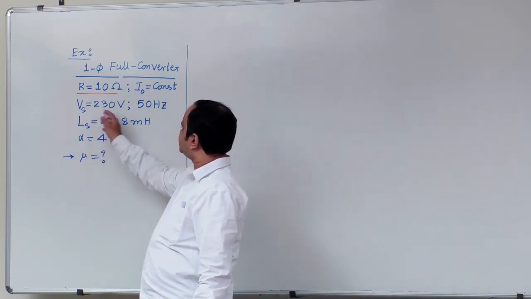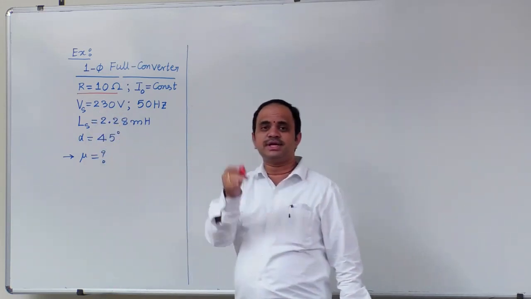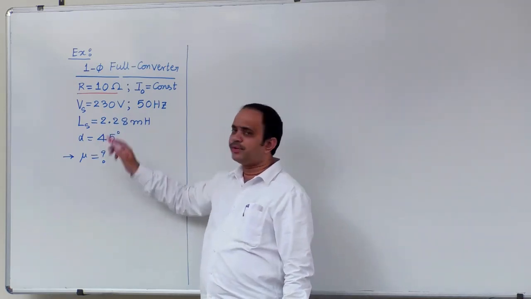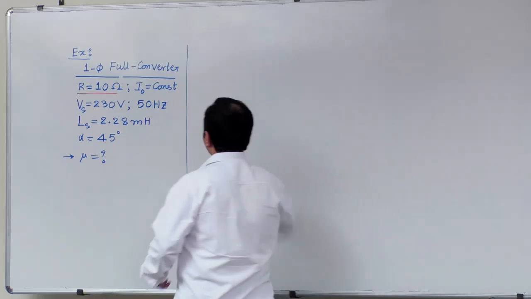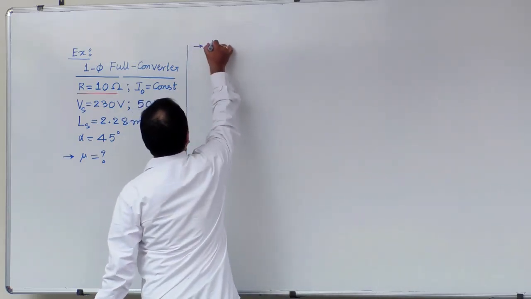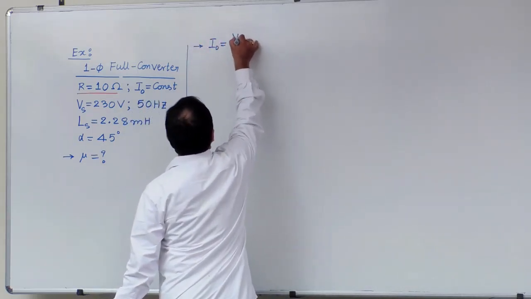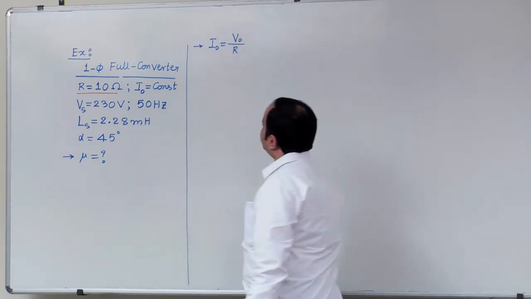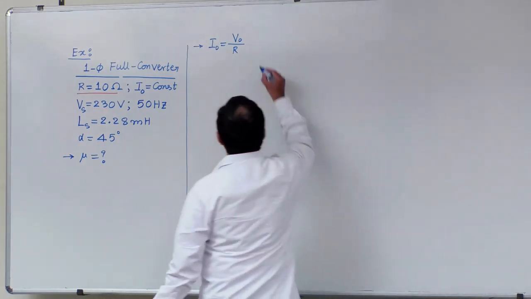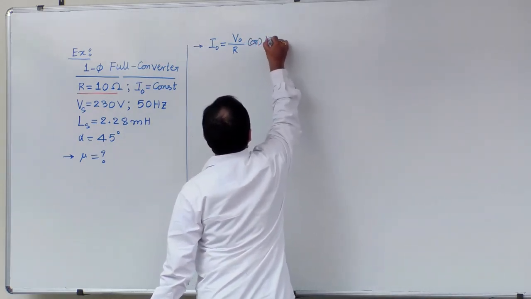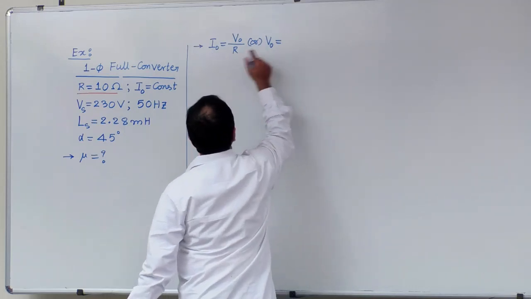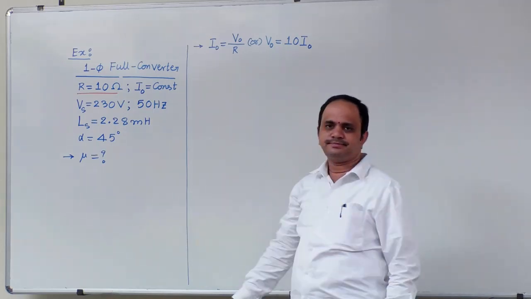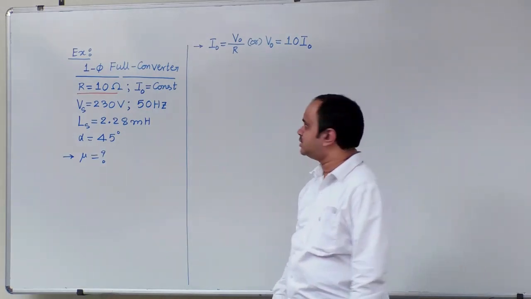So the source voltage is 230 volt, and the source side total inductance is represented as a lumped parameter of 2.28 millihenry. Therefore, what we can write here is I naught is equal to basically V naught by R. Or from this we can write V naught is equal to R into I naught, that means 10 multiplied with I naught.